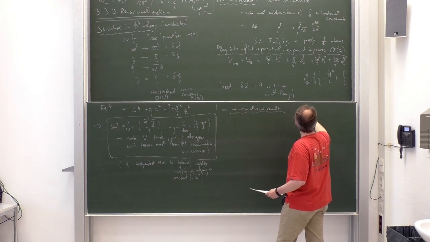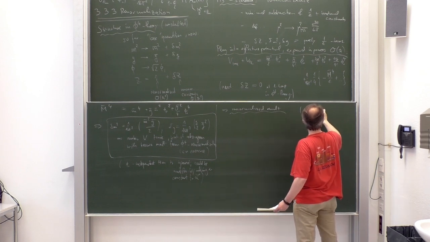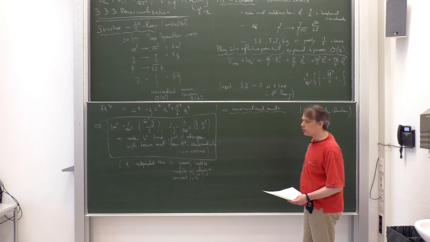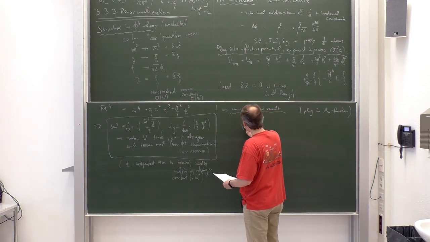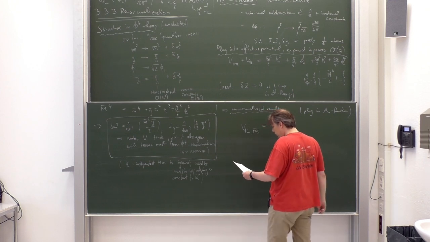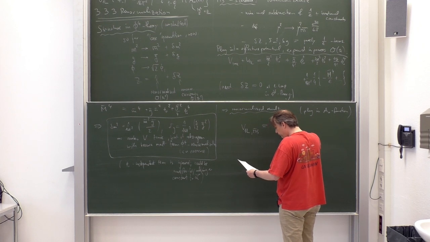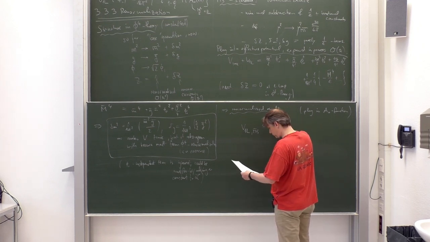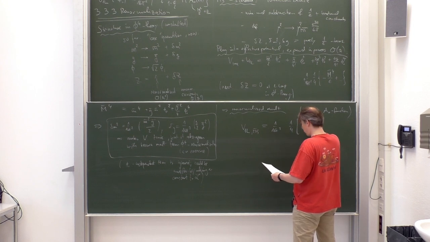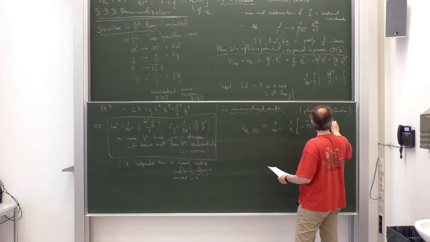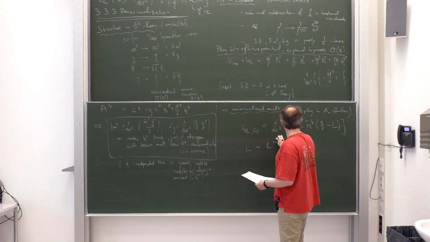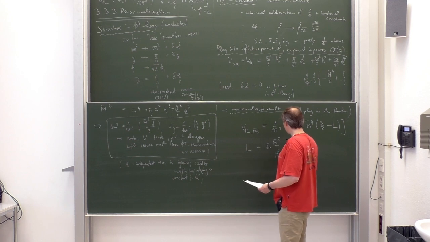By plugging in the full value of the A0 function. And you did similar discussions in the exercise, therefore I just write down the full result. So the potential up to the one loop level in the MS bar scheme has now the following structure, namely 1 over 16 pi square times 1 over 4 minus m bar to the fourth power times 3 over 2 minus L, where this L is the logarithm of m bar square divided by this mu square in the MS bar scheme.